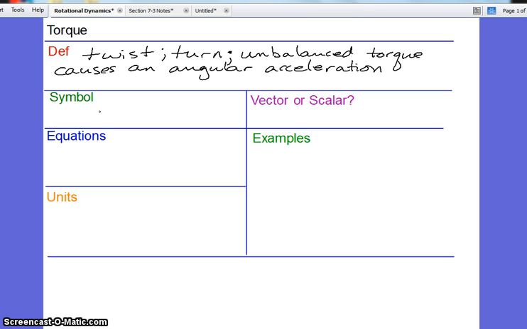Our symbol for torque is the Greek letter tau. And we already had the equation that torque is force times distance times the sine of the angle. But now what we're going to do is look in terms of the second law of motion. The second law of motion says the total force equals mass times acceleration. So here we have the total torque.